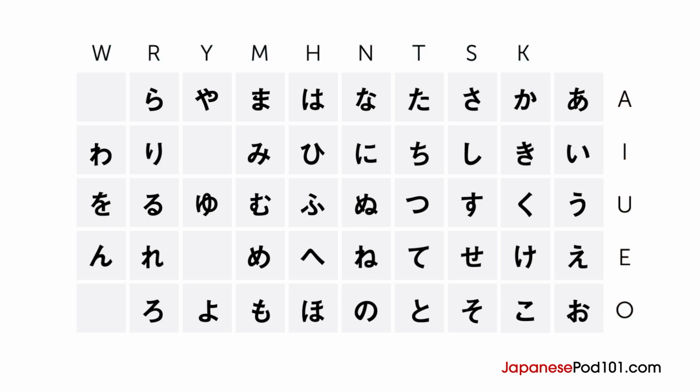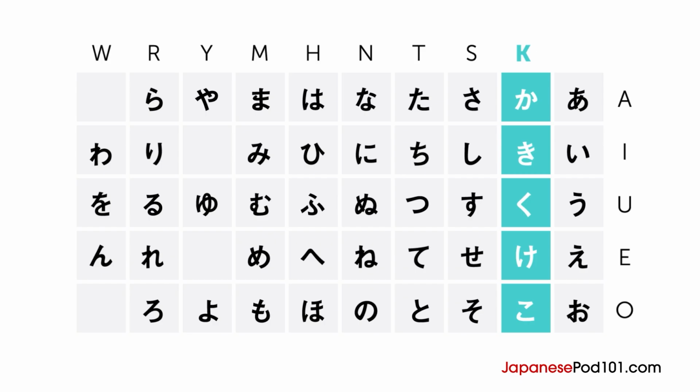For example, look at the consonant K row. Consonant K sound plus the vowel a becomes ka. Consonant K sound plus the vowel i becomes ki. Consonant K sound plus the vowel u becomes ku.